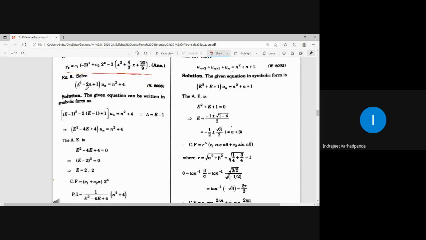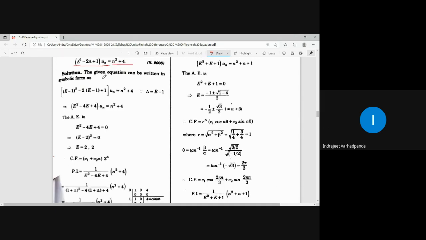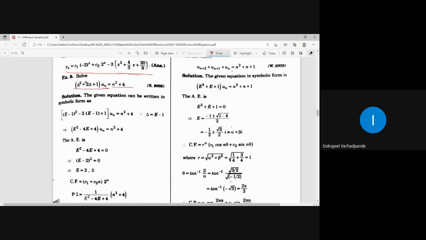Next question. Solve delta square minus 2 delta plus 1 multiplied by un is equal to n square plus 4. Un is multiplied, which means the solution will be un is equal to CF plus PI. Now here, though delta is required for us in the particular integral, initially to get the roots for the complementary function it has to be in the shift operator E. So initially I have to put delta as E minus 1. Simplify it, you get the polynomial, that is the auxiliary equation. Solving that auxiliary equation you get the roots.